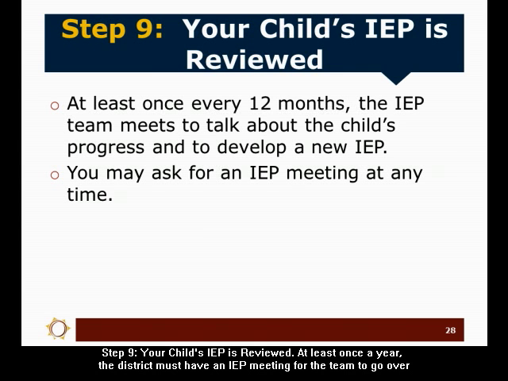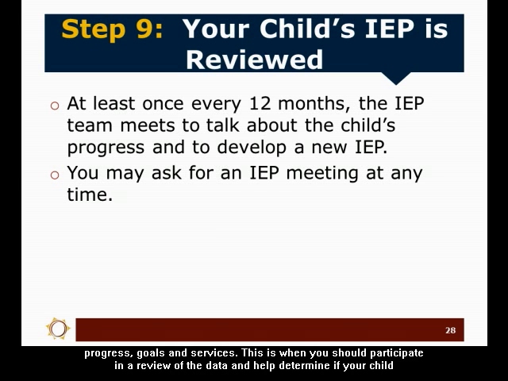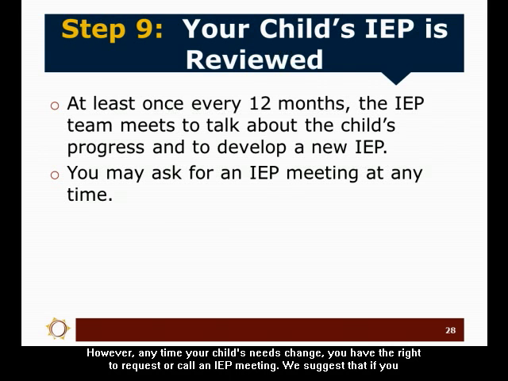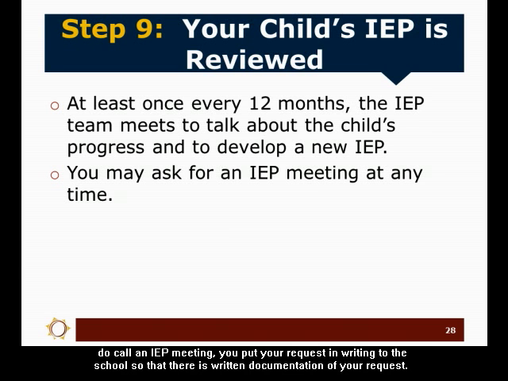Step 9. Your child's IEP is reviewed. At least once a year, the district must have an IEP meeting for the team to go over progress, goals, and services. This is when you should participate in a review of the data and help determine if your child is meeting the current goals on the IEP, whether changes need to be made, and what the plan should be for the coming year. However, at any time your child's need changes, you have the right to request or call an IEP meeting. We suggest that if you do call an IEP meeting, you put your request in writing to the school so that there is written documentation of your request.